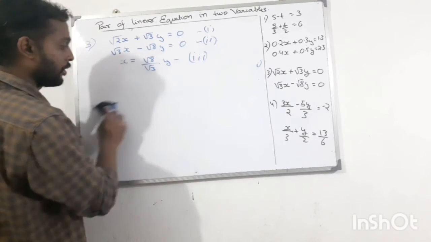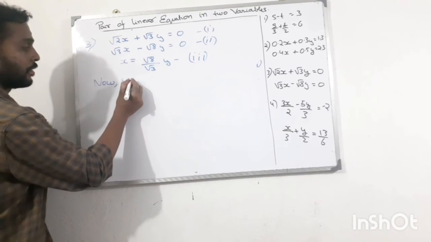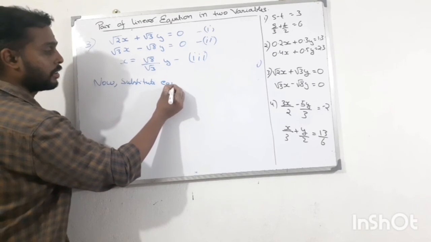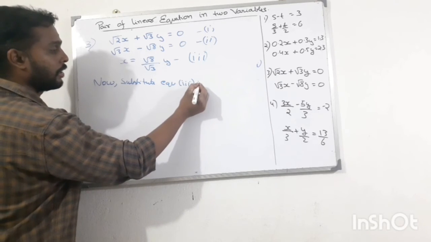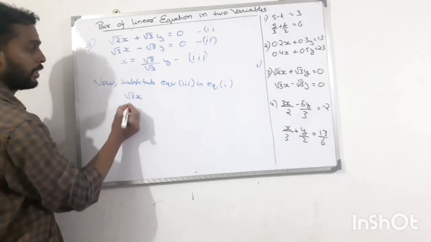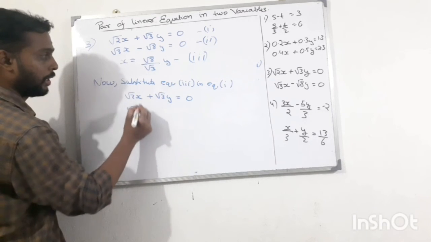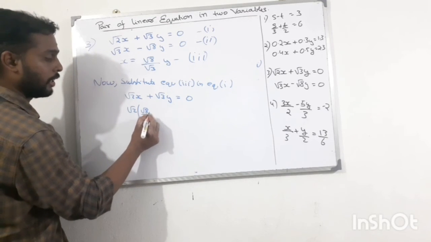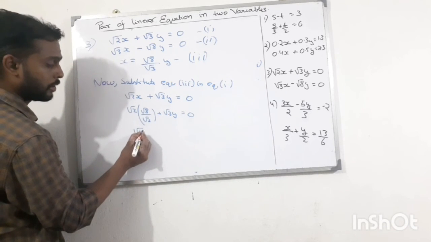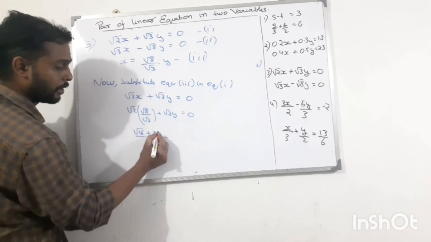So now substitute equation third in equation 1. So root 2x plus root 3y is equal to 0. So root 2 in place of x, root 8 by root 3, plus root 3y is equal to 0. So root 2 times root 8 is equal to root 16, by root 3, plus root 3 into root 3 is equal to 3, y is equal to 0.